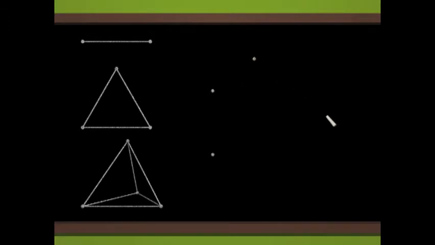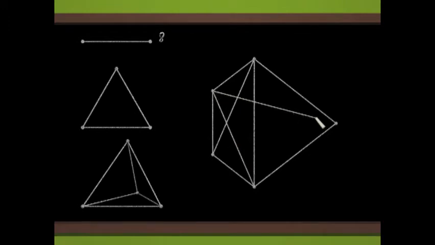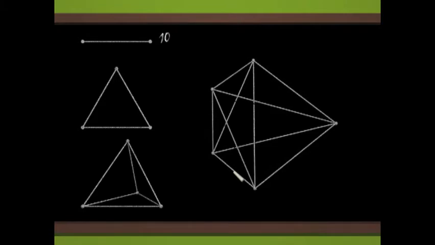Let's go then. For the segment, the triangle or the tetrahedron, an edge connects each pair of vertices. So we have to connect the 5 vertices in pairs. We count 1 edge, 2, 3, 4, 5, 6, 7, 8, 9, and 10 edges.